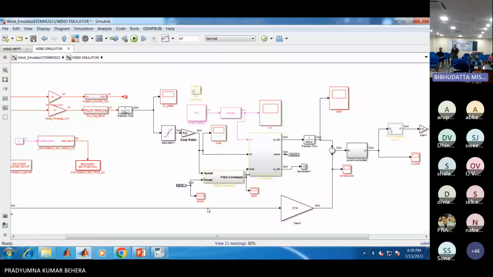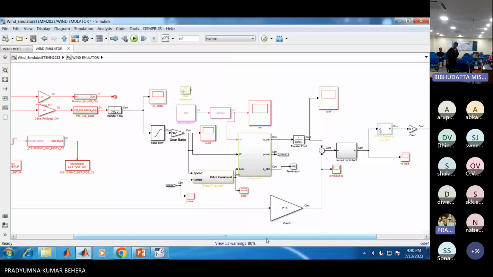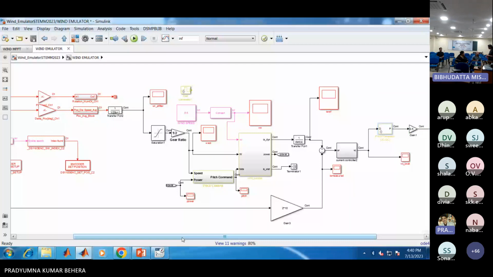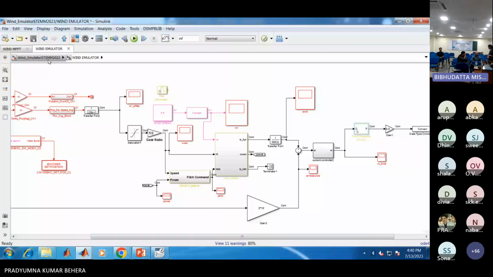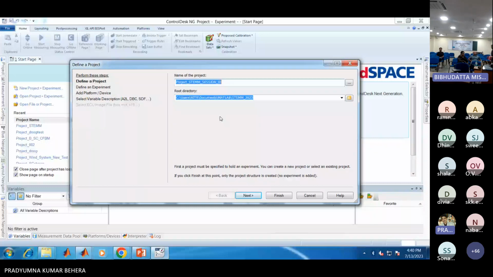So let us have a recap of what we have discussed till now. First of all, we have modeled the wind turbine, and we have collected all the information required from the plant side, that is the data of the armature current. Then we have modeled everything. Then we have to build the model. After that, we have to open the control desk. First of all, we have to give some name to the project, and it will be saved in a root directory.